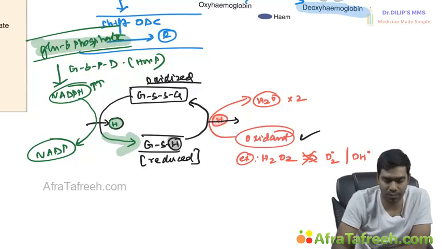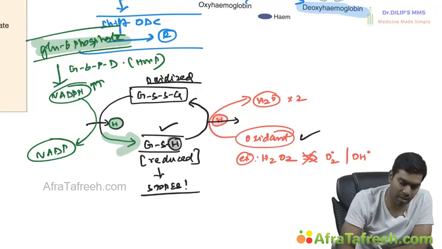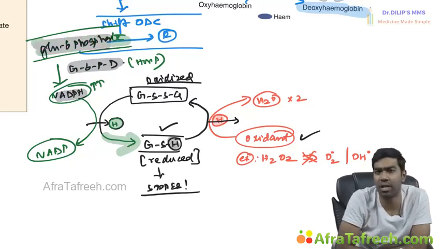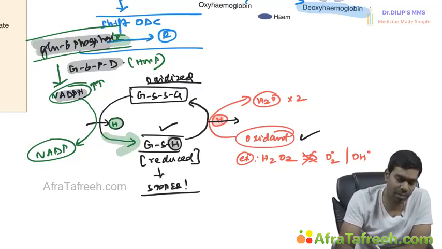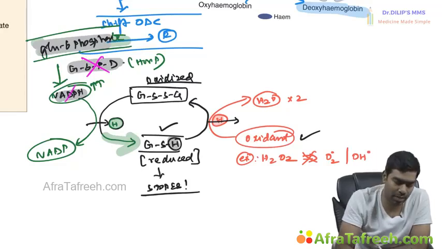So to maintain this reduced glutathione store within the cell you need NADPH, and for NADPH you need G6PD, and for G6PD you need a glycolytic intermediate. Any problem in these might result in a lot of complications like hemolysis and anemia. For example, what will happen if you don't have G6PD in your RBC? If you don't have G6PD, your NADPH production will decrease, which means you cannot produce reduced glutathione, which means your oxidant stress will increase.